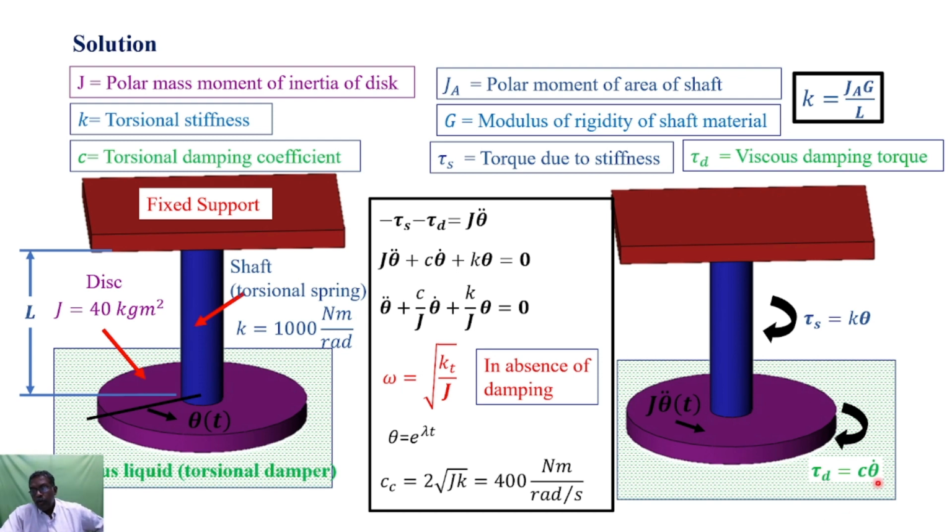Tau d is proportional to velocity, where the proportionality constant is the damping coefficient. Tau s is proportional to theta, where the proportionality constant is k. These forces are acting in a direction opposite to the direction of the motion of the disc. The disc motion is shown here as counterclockwise when we see from the top side, whereas the forces due to the spring element and damping element are acting in the clockwise direction when we look from the top view. Hence the equation is written here as shown.